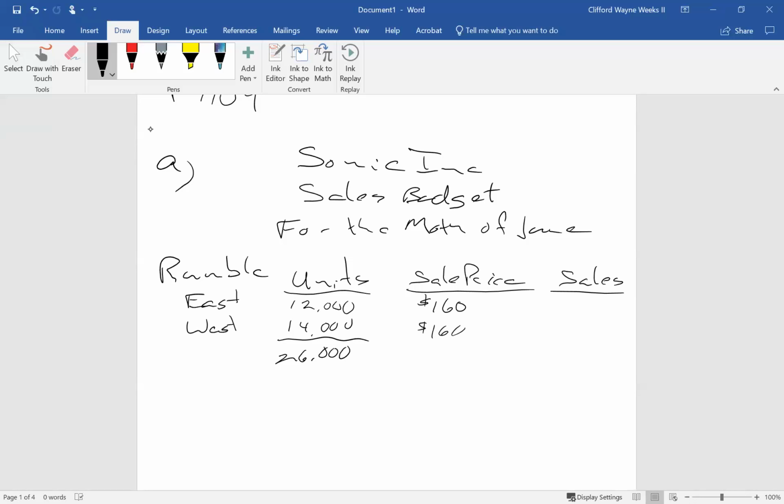And so if we extend those, we have 12,000 times 160. We anticipate $1,920,000 for the East, and 14,000 times 160, $2,240,000. And so we end up with $4,160,000 in sales of the Rumble speaker.